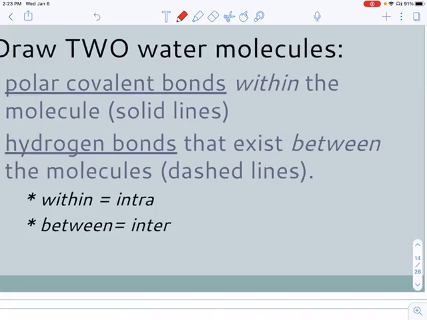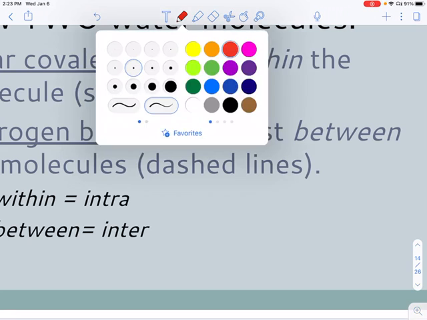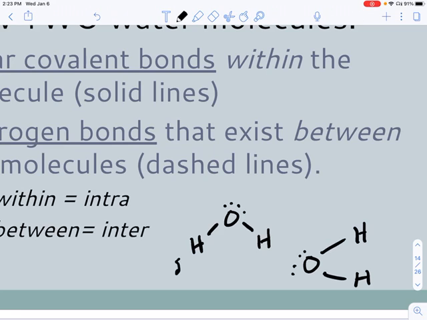If I want to show two water molecules hydrogen bonding, I will show water molecules as we've drawn them in the past, as hydrogens bonded to oxygen. And I'll draw neighboring water molecules, because if I'm showing an intermolecular force, I need at least two molecules. Forgot a lone pair there. And now I said that the hydrogens are partial positive, the oxygen's partial negative.